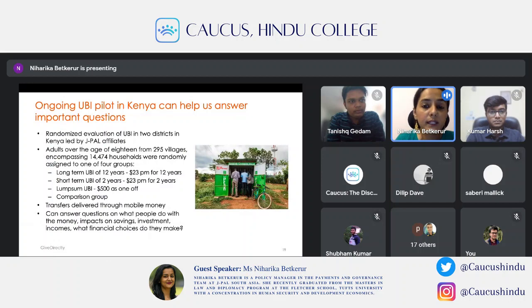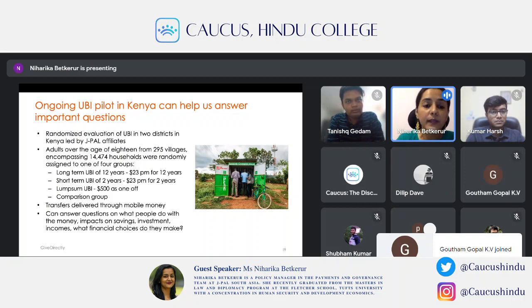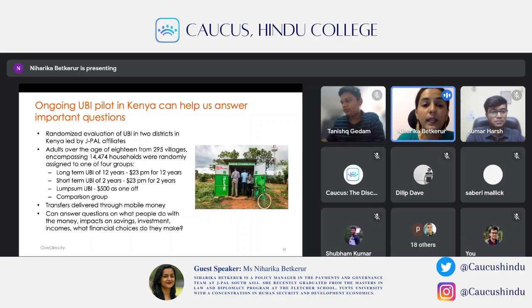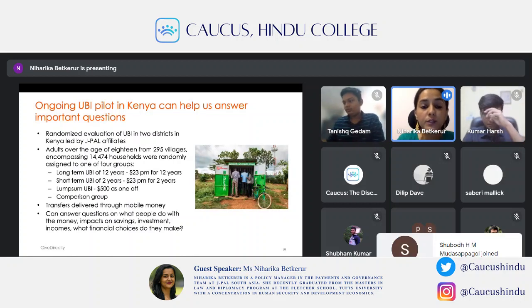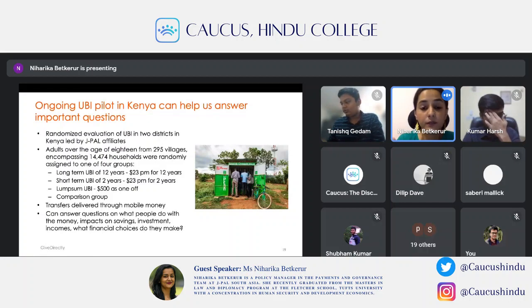What they did was work with GiveDirectly to choose 295 villages, which they then randomly assigned to 4 groups. The first group was to receive $23 per month at the individual level for 12 years. The next group was to receive it for only 2 years. So we're looking at the differences between short-term UBI and long-term UBI. They also gave a lump sum UBI, which was $500 as a one-off. And the remaining villages were a comparison group.